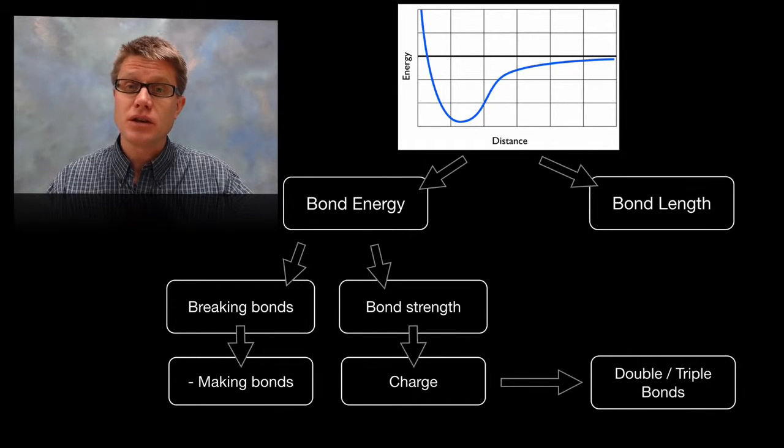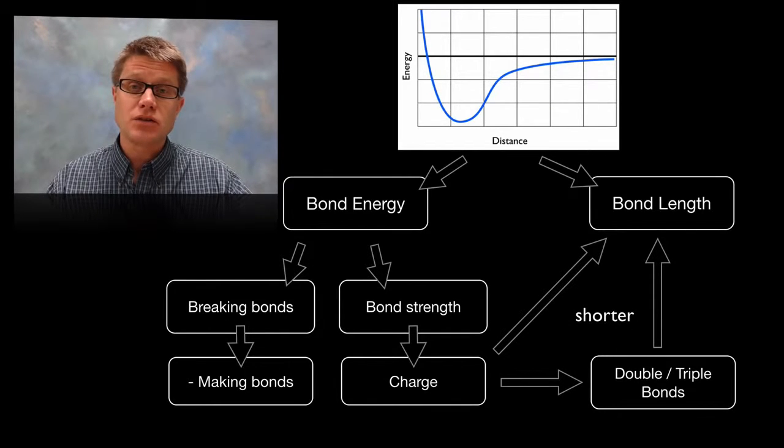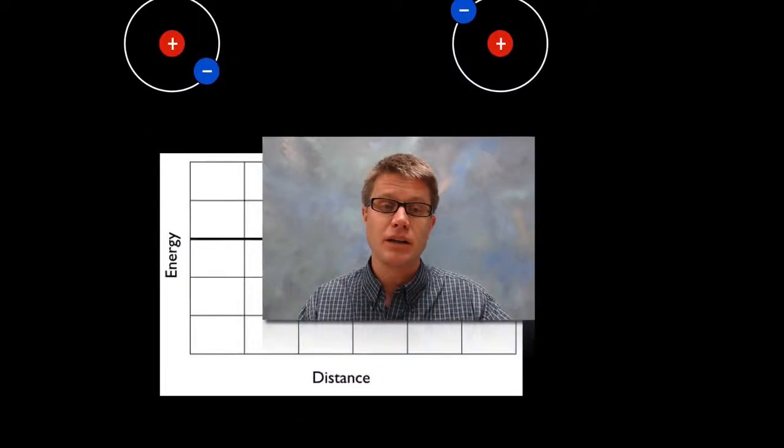And as we increase the number of electrons in a bond, so as we move from a single to a double to a triple bond, we're actually increasing the charges and therefore increasing that bond strength. And one interesting thing that you should know is that as we increase that strength, we're going to pull those atoms together and we're going to actually decrease the bond length.